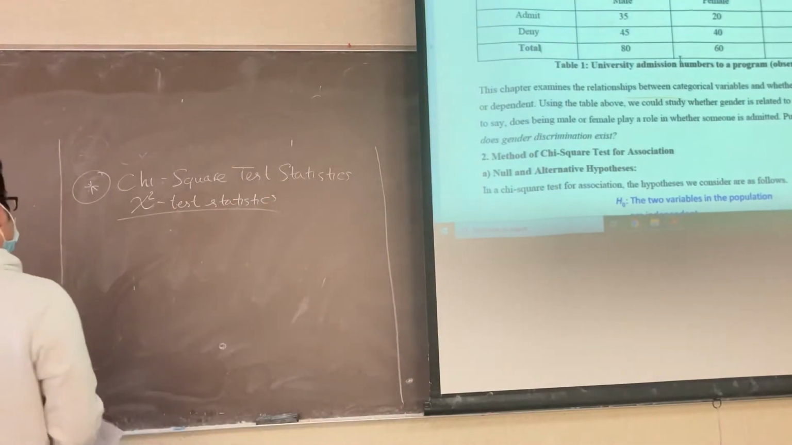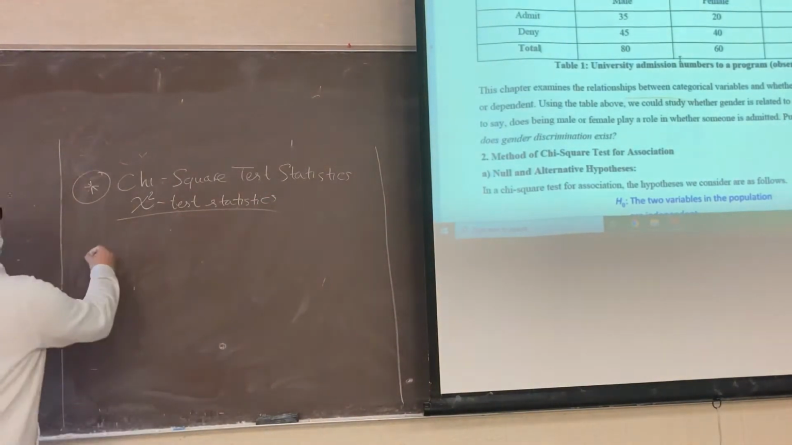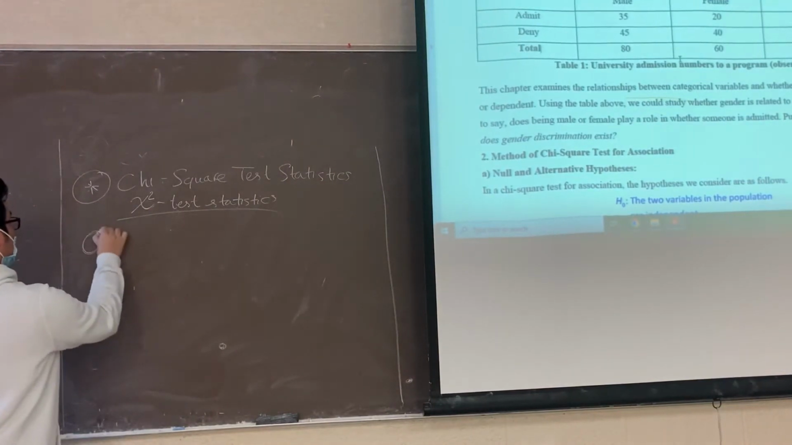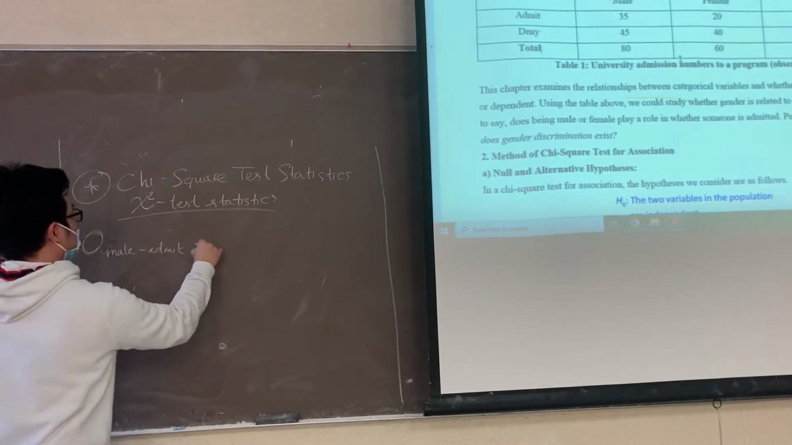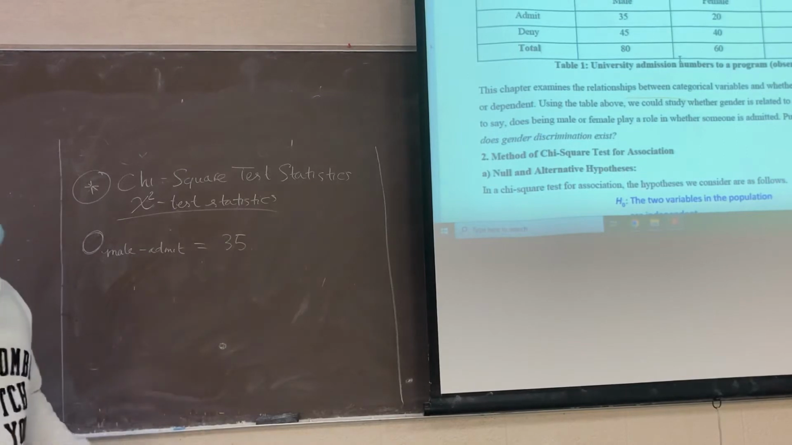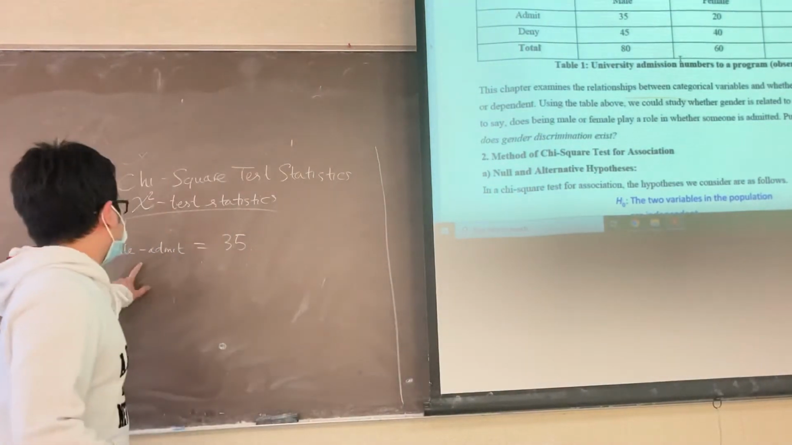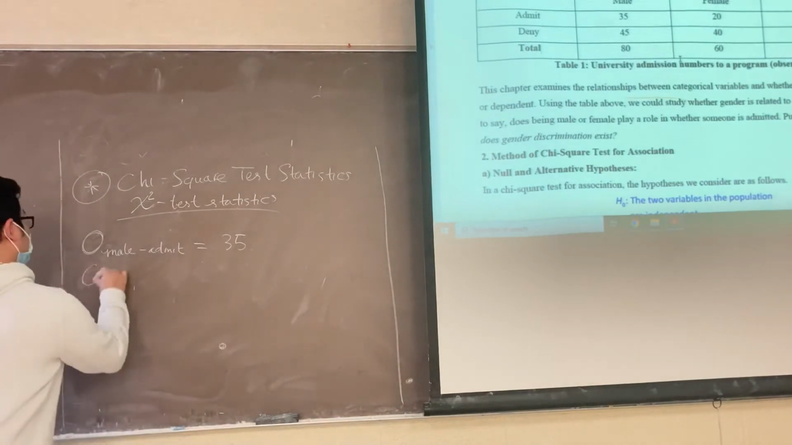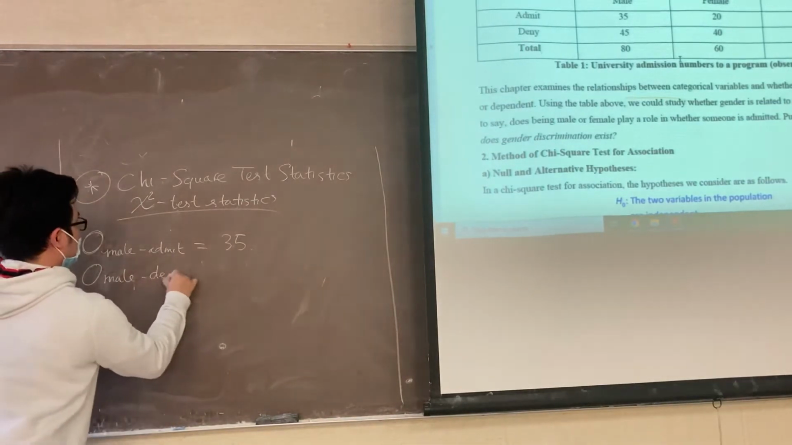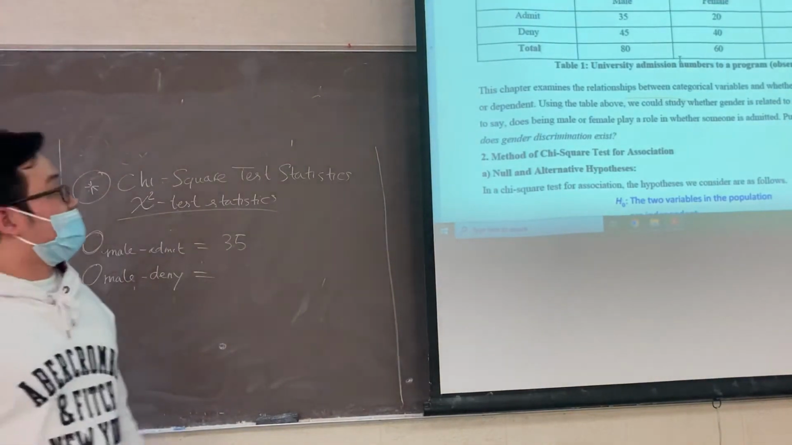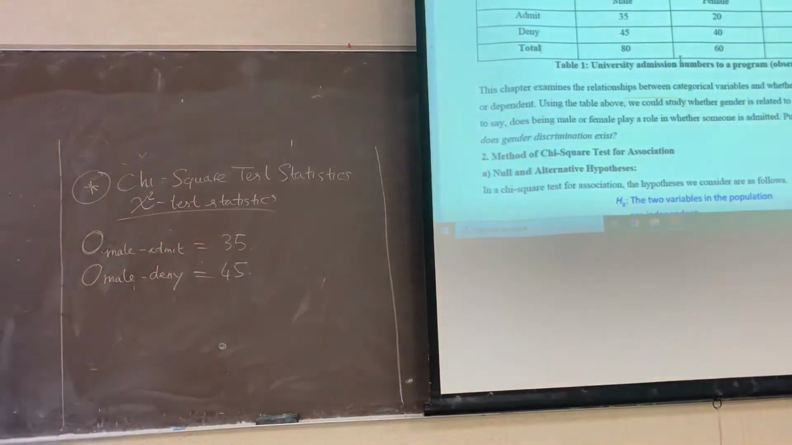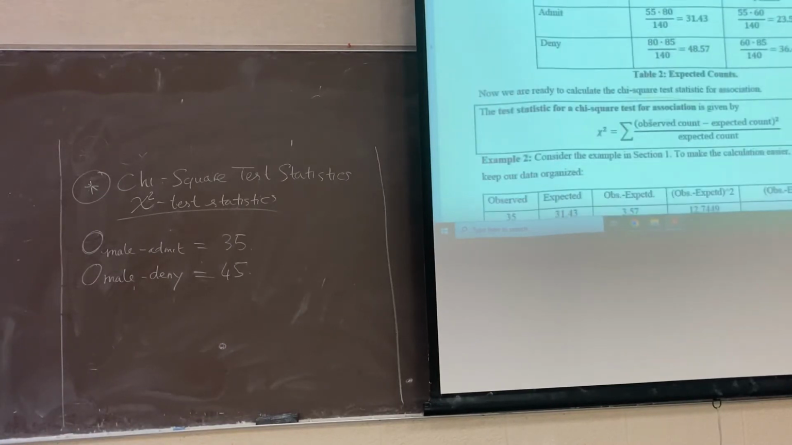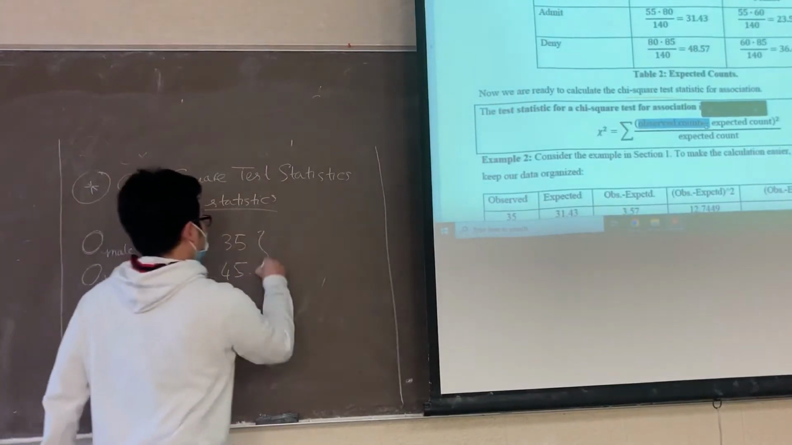Okay, this is observed. I write the O here: the observed of male and admit. Here it is 35, right? We don't need to calculate it because it's given in the table. The O of male and admit is 35, and the O of male and deny is 45. That is what we call the observed count.